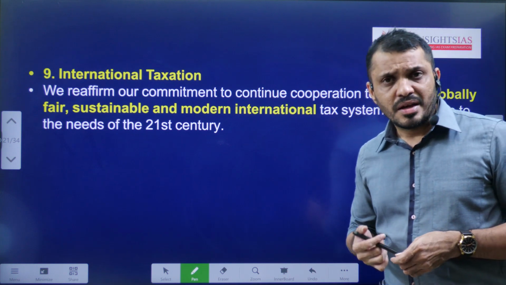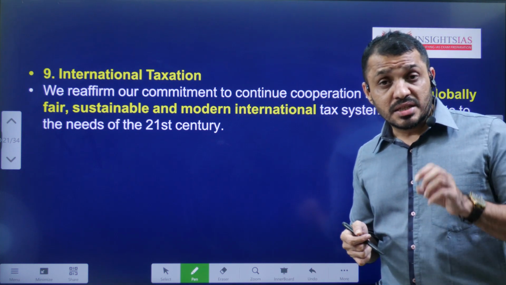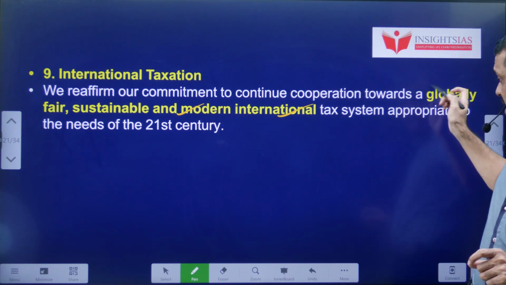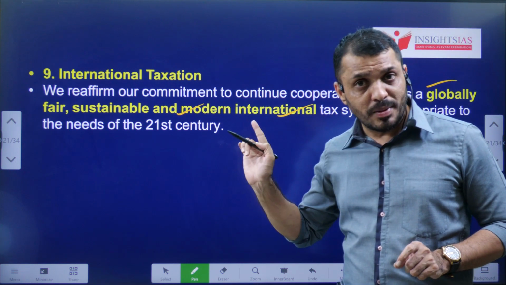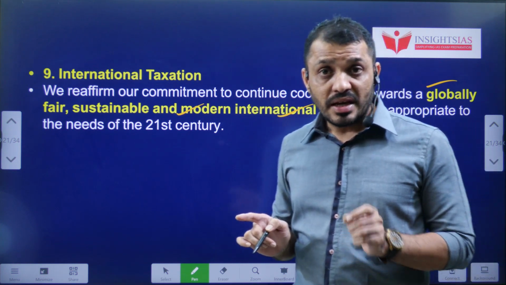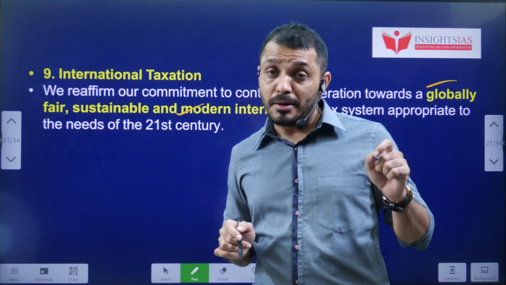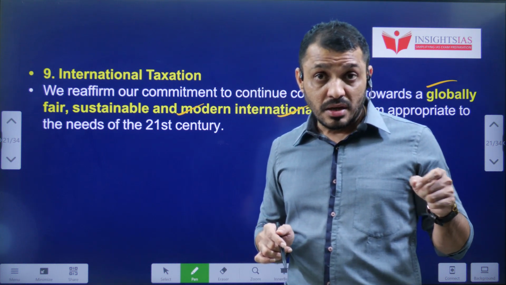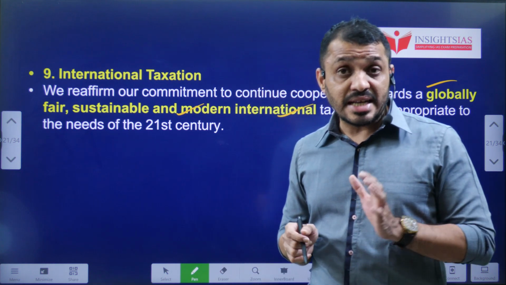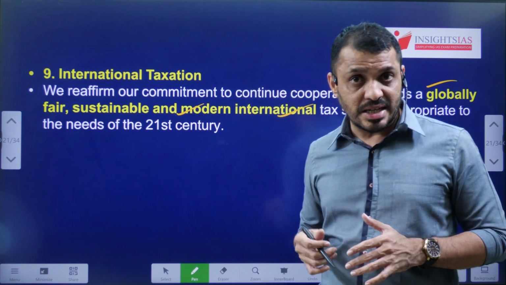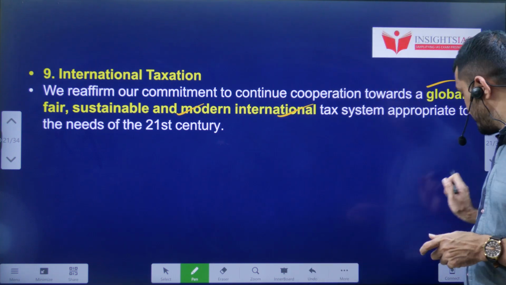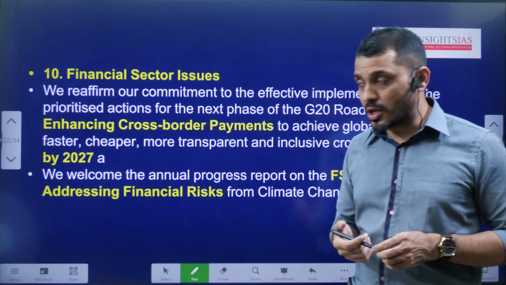Ninth one, the G20 also decided that international taxation must be very sustainable and international tax laws should be made and must be globally fair. This is very important in the context of taxing social media companies, even the Google tax. There are certain taxes faced by MNCs in different countries. In that aspect, this issue is very important regarding fair taxation across the globe.